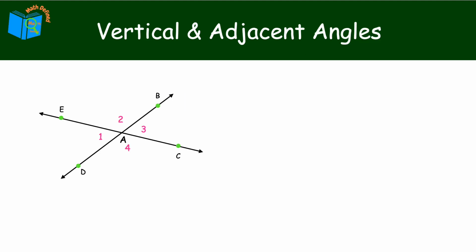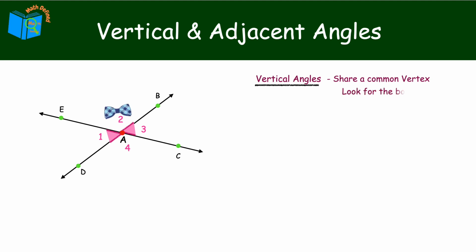This figure has two lines that intersect each other at point A. Intersecting lines create vertical angles. Vertical angles share a common vertex and are always congruent to each other. For example, angles 1 and 3 are vertical angles. They are across from each other and they share point A as a common vertex. Visually, they create a symmetrical bow tie. So look for the bow tie when identifying vertical angles.